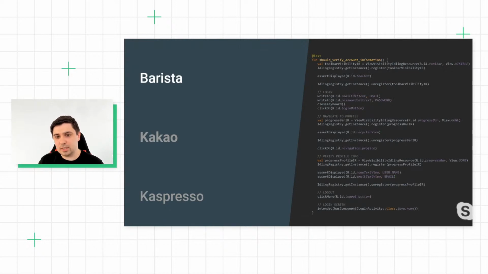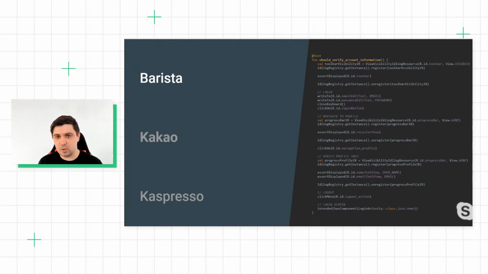So we can write the same scenario with the Barista framework in this way. It's Barista, an Espresso-based framework, so we can use idling resources for mocking some data. And if I remove comments like login, navigate to profile, verify profile info, etc., it will be super unreadable.